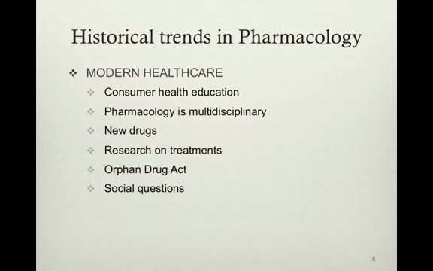The Orphan Drug Act was signed into law on January 4th, 1983. An orphan drug refers to a product that treats a rare disease affecting fewer than 200,000 Americans. The intent of this act is to stimulate research, development, and the approval of products that are treatments for rare diseases.